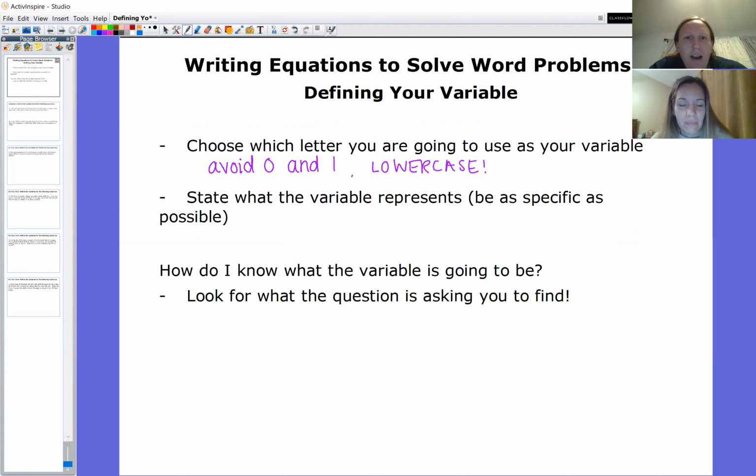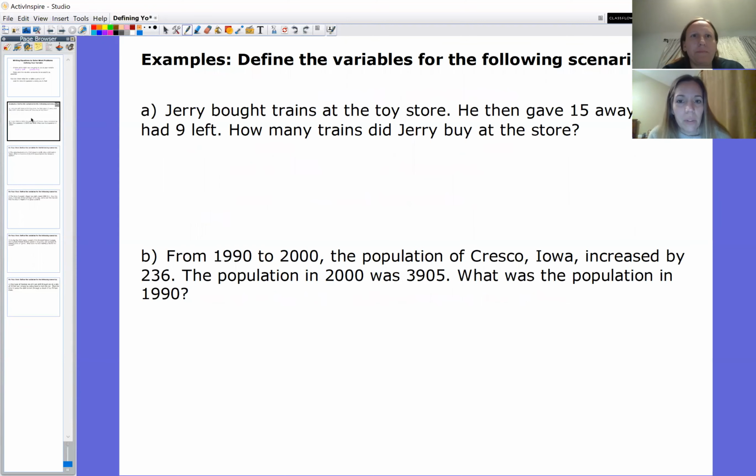And finally, how do you know what that variable is going to be? It's actually pretty easy. You just have to look to see what the question's asking you to find. Whatever it's asking you to find is going to be that missing information. And so that's what we're going to make the variable. So we're going to move on to some examples here to show you what we're talking about.